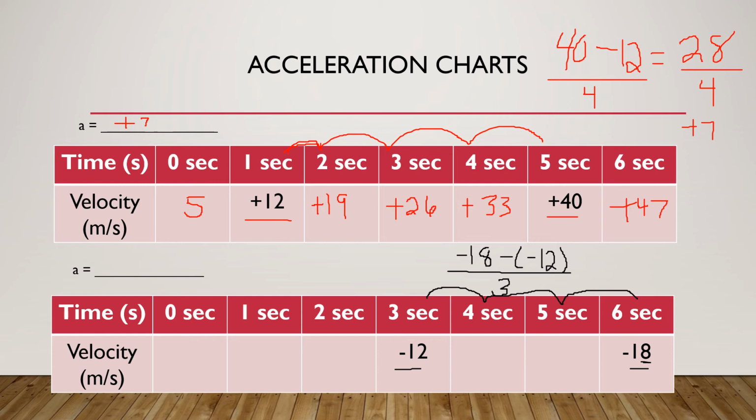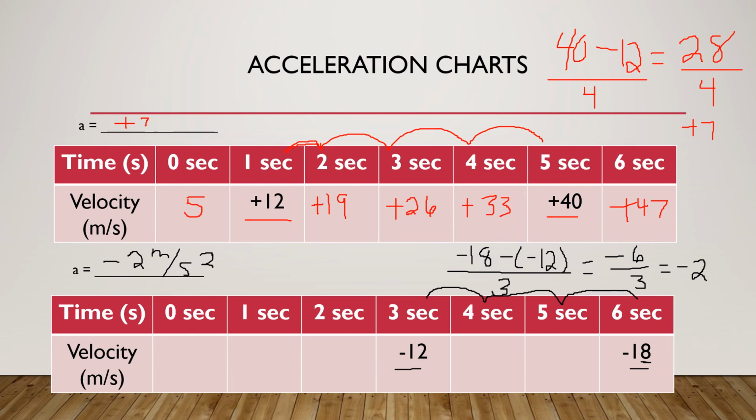Well, what is negative 18 minus negative 12? Oh, geez, I think it's negative 6. Do some sign flip changes go on? Negative 6 divided by 3. Oh, that's negative 2. Oh, so the acceleration here is negative 2 meters per second squared.